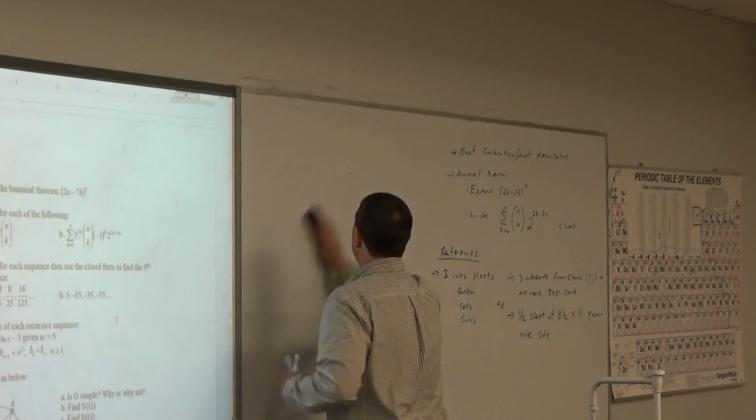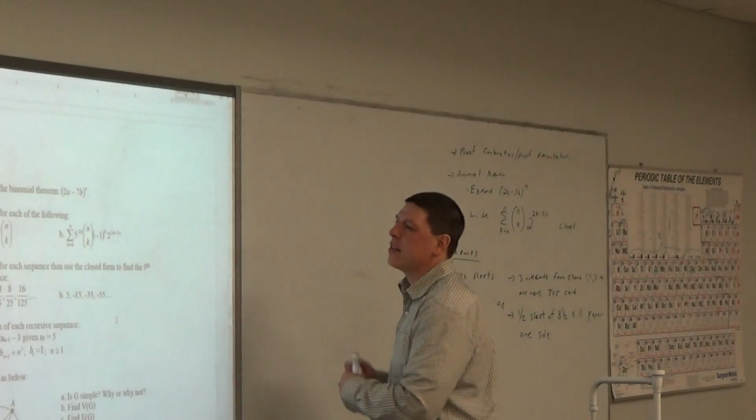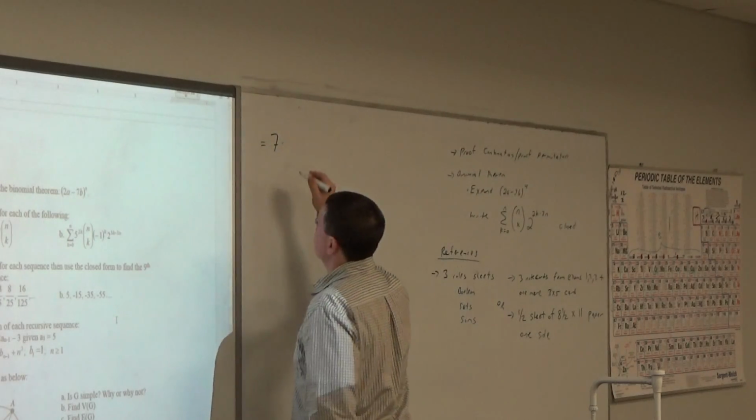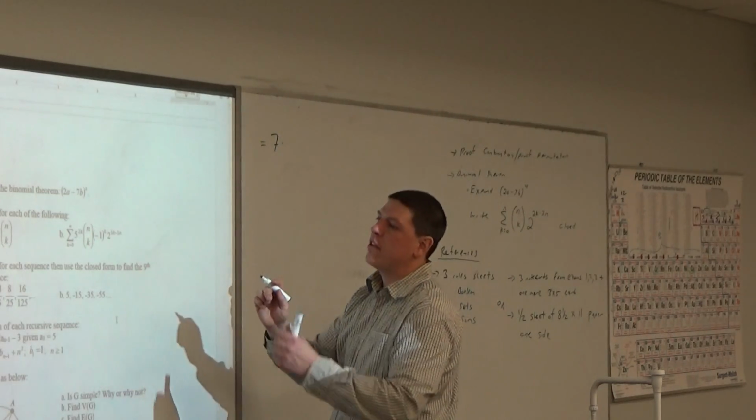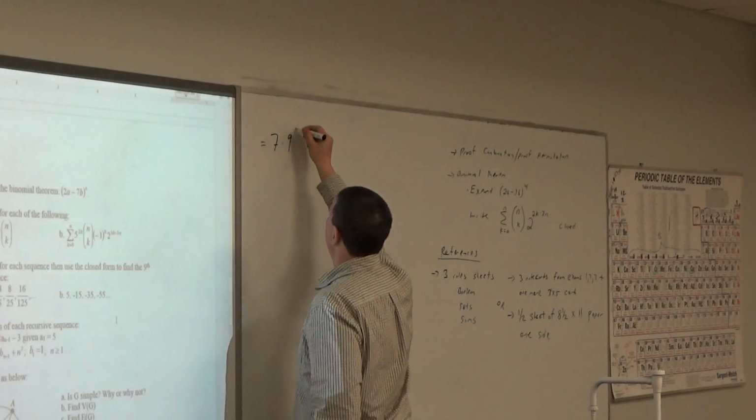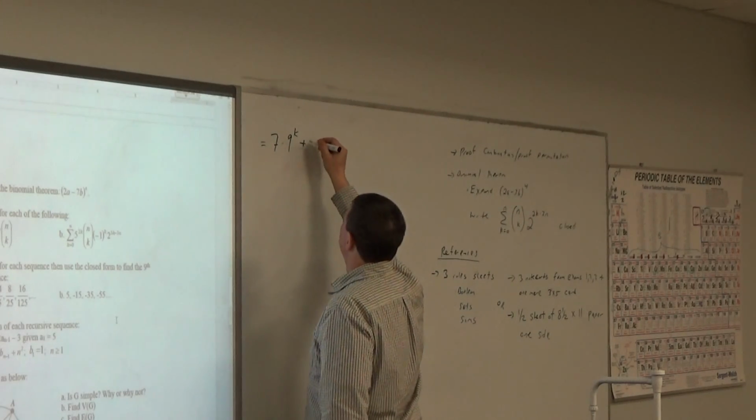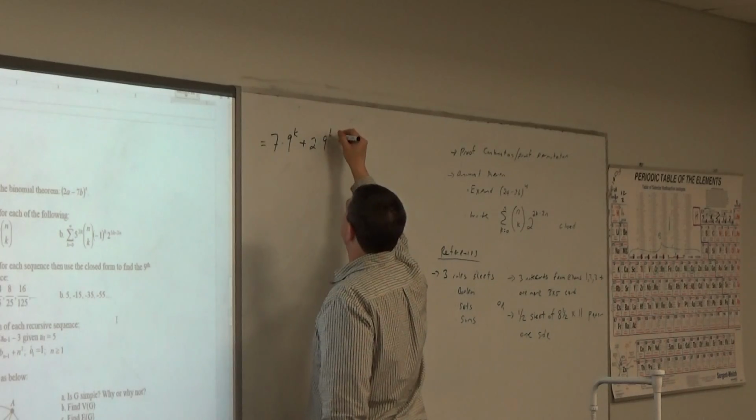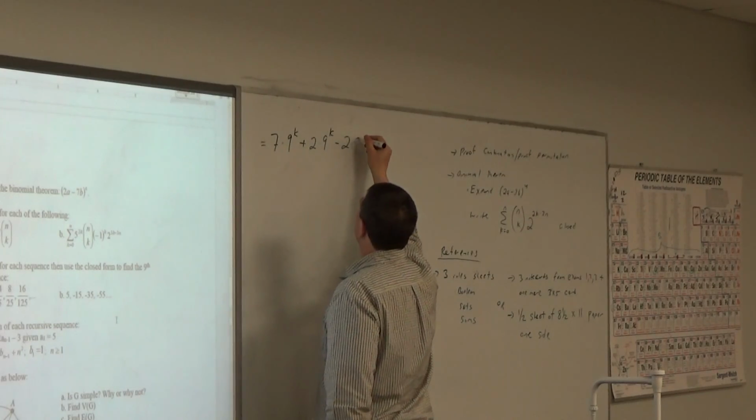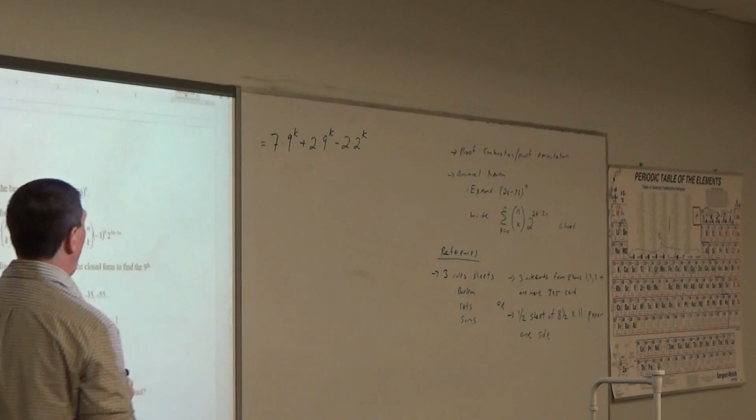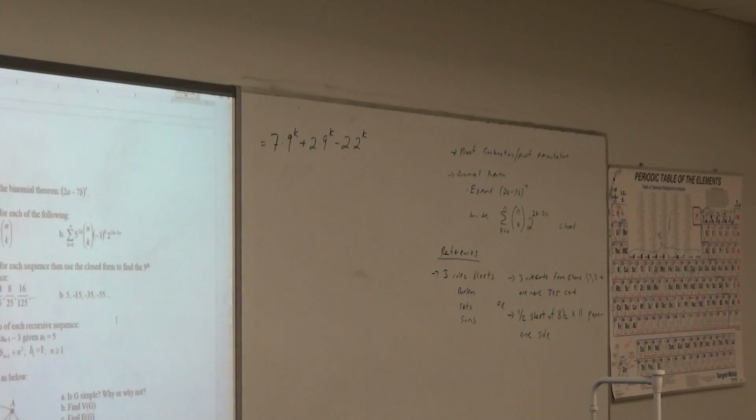So we're going to distribute that 9 to the k. Be careful with this. Some of you made some algebra errors, and you wrote it as like 7 times 9 was 63. It's going to be 7 times 9 to the k plus 2 times 9 to the k minus 2 times 2 to the k. That's just distribution. Everybody see that?